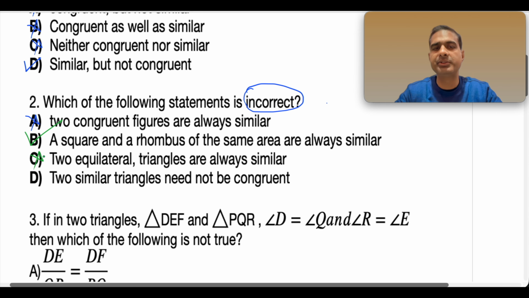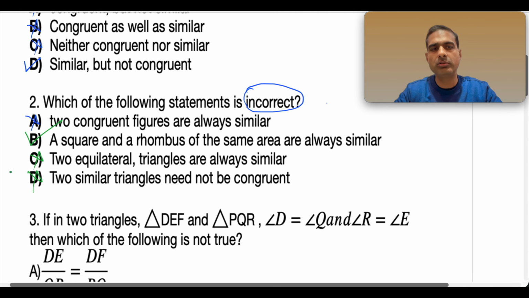The shape should be the same. So two similar triangles will be similar in shape, but it's not necessary for them to be of the same size. So it's not necessary for them to be congruent. So this is also correct, so this cannot be our answer. So option B will be our answer, that a square and a rhombus of the same area are always similar.